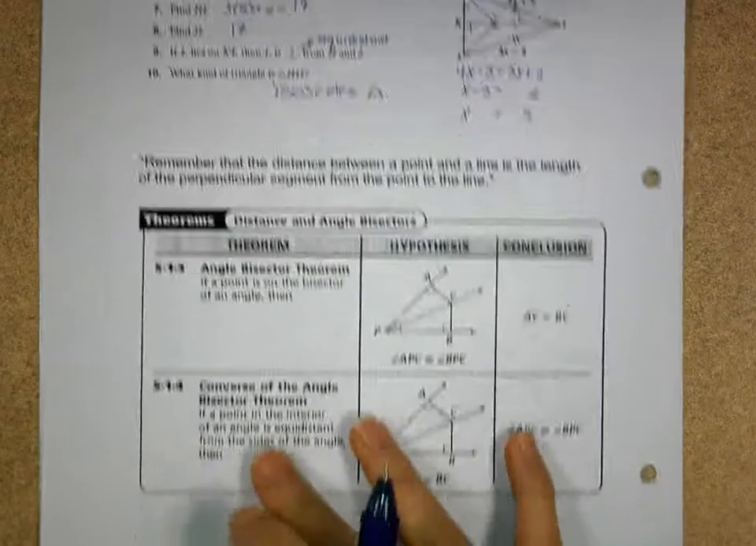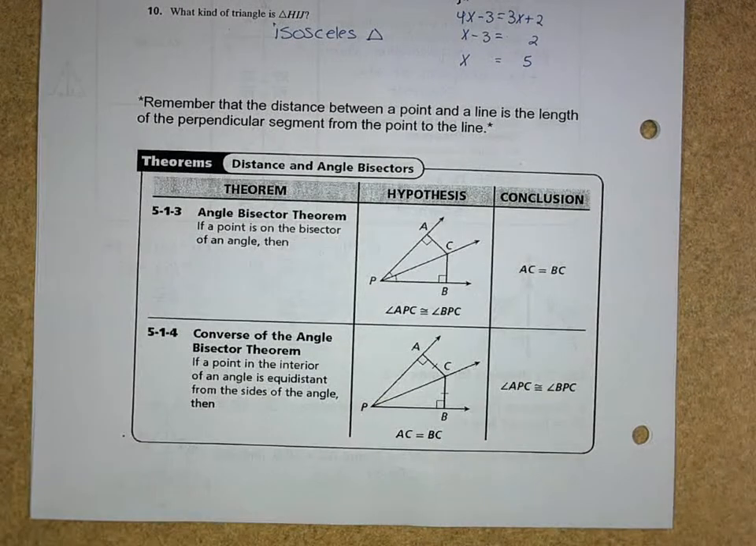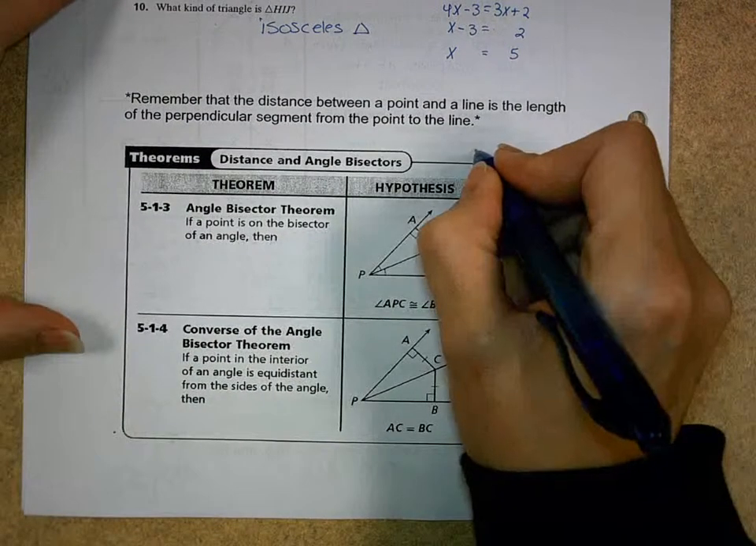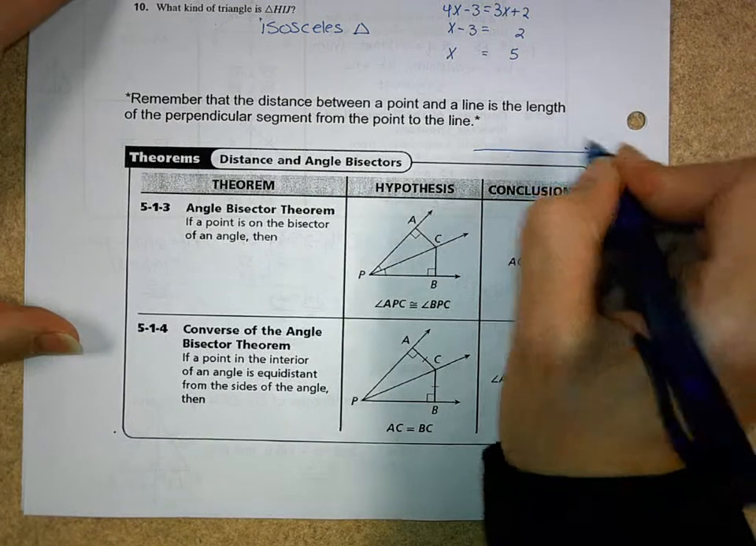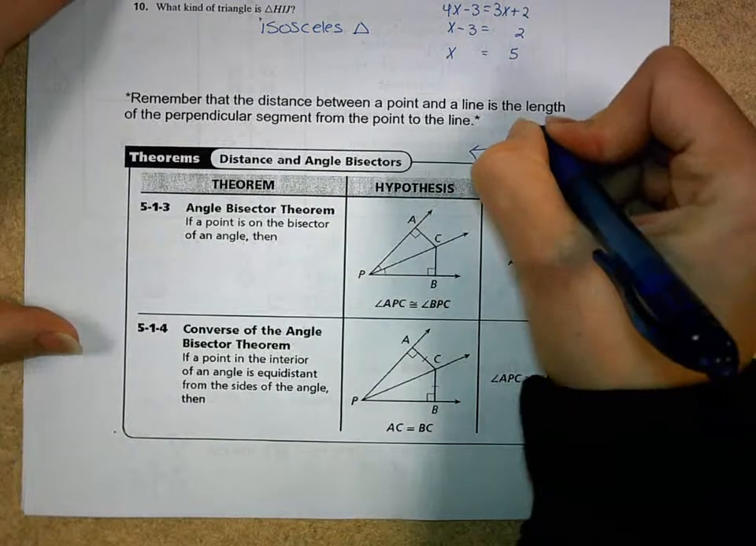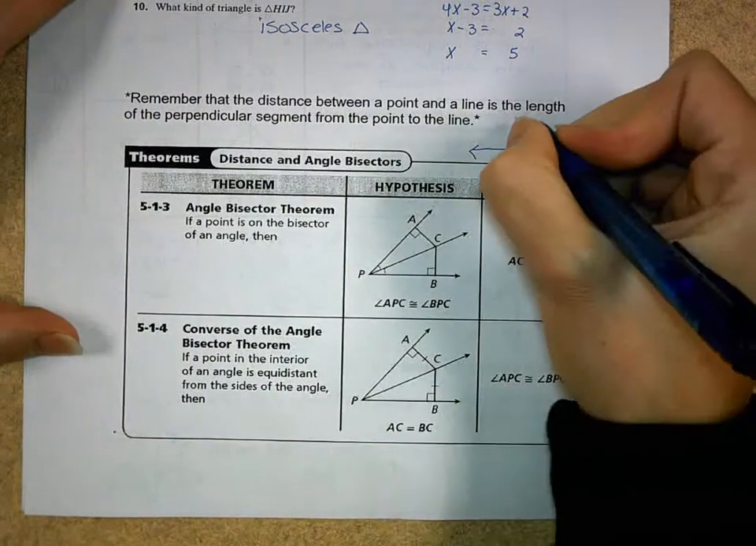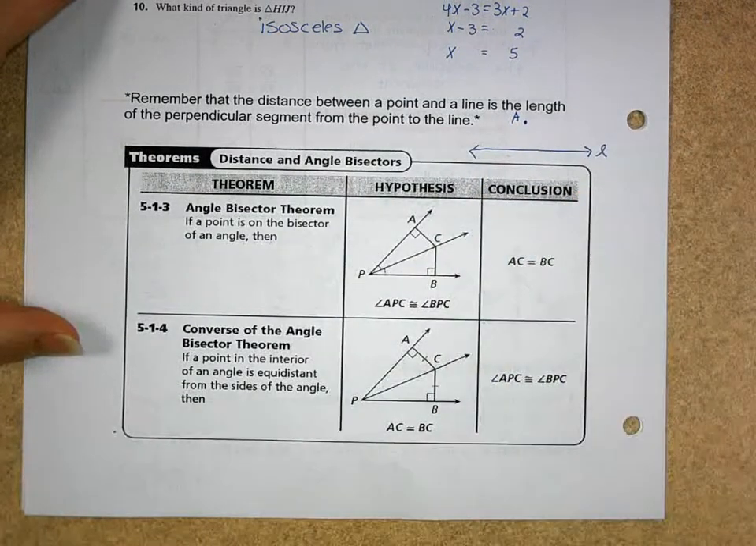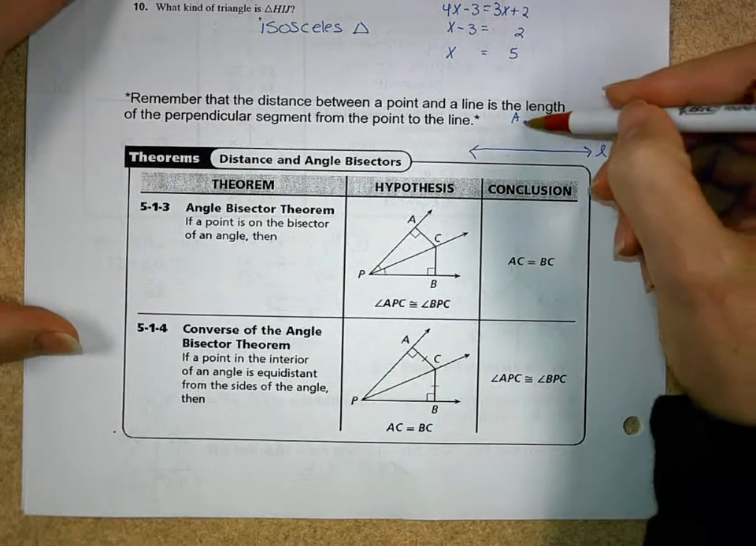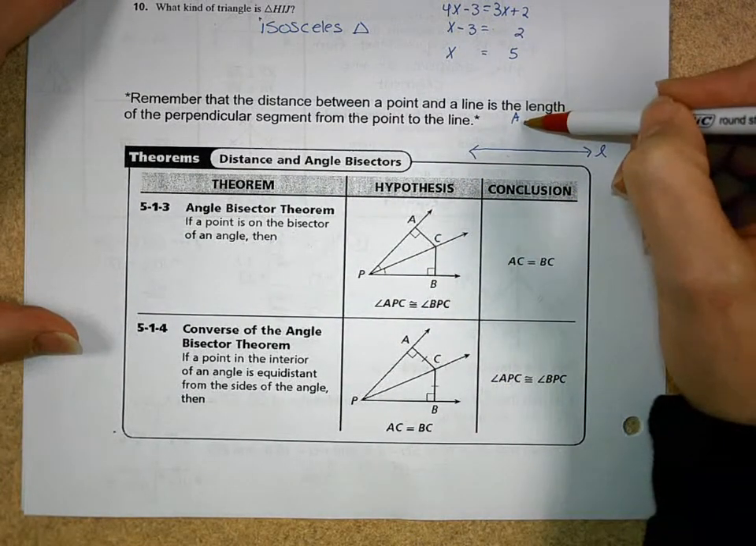Okay, let's get the last part here on this page. Last 2 theorems and something we need to know. It says, remember the distance between a point and a line is the length of the perpendicular segment from a point to the line. This says remember, but I don't think you guys really had that before. But let's think about how common sense this is. If I put a point up here above this line, so let's say point A over line L. What is the shortest distance going from the point to the line?